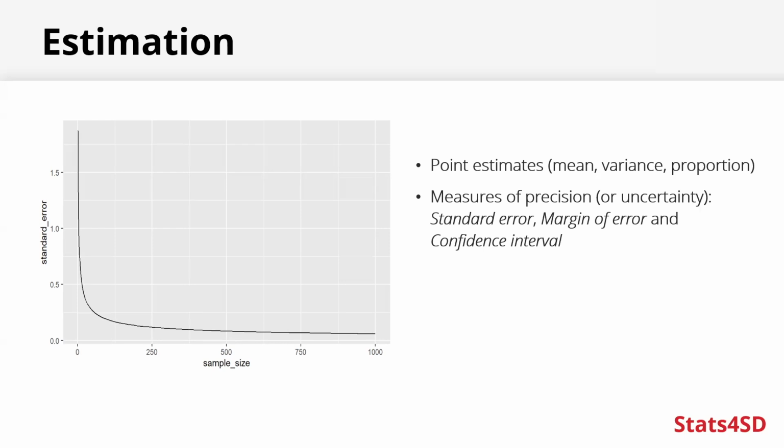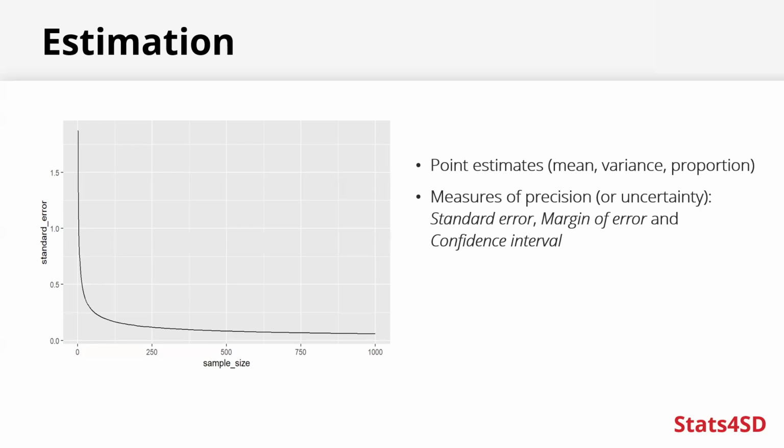There are different ways of measuring the precision, and the three most common ones are the standard error, that is usually used for means or variances, the margin of error, that is usually used for proportions, and the confidence interval, that is used for both. All of them are related, and if you know one of them, you can work out the other two very easily. Again, we talk about standard error, margin of error. The term error here is to measure the degree of precision or uncertainty in the estimates.